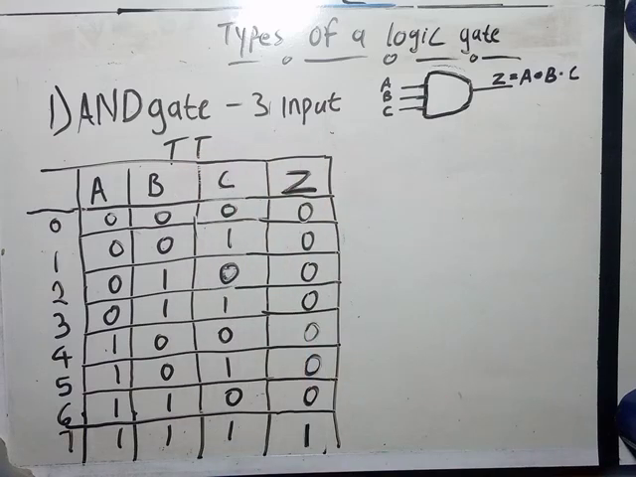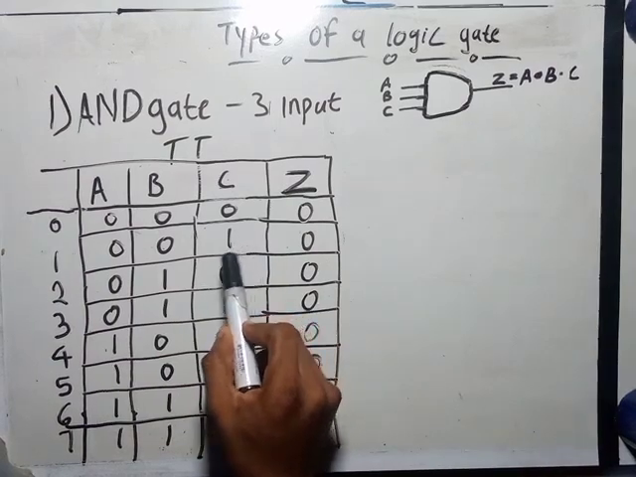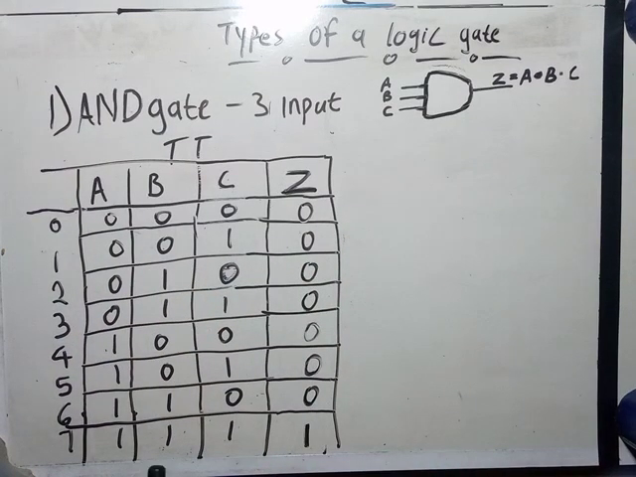Your AND gate with 3 inputs. This is how your table looks. Now, here we can see that so long as one of our inputs is low, our output will definitely be what? Low. So long as one of our inputs is 0, our output will be 0. But when all the inputs are high, our output is high. When all the inputs are 1, our output is 1. So that's for your AND gates.